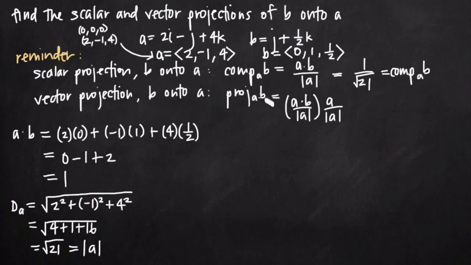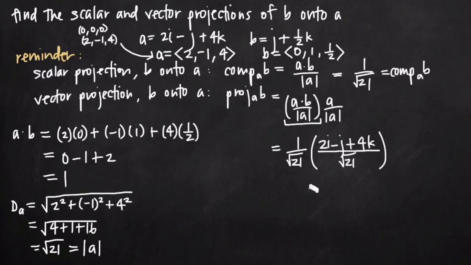So the projection of b onto a is going to be equal to, we just take this value we found earlier, 1 over root 21, and we plug it in for this piece of our formula here because it's the same. So we have 1 over root 21. We multiply that by a over the magnitude of a. Well, a we already have is 2i minus j plus 4k. So we're going to multiply this by 2i minus j plus 4k. We take the vector in its original form. Then we divide that by the magnitude of a, which we already know is square root of 21. We found it down here when we used our distance formula. So we're going to say divided by square root of 21.